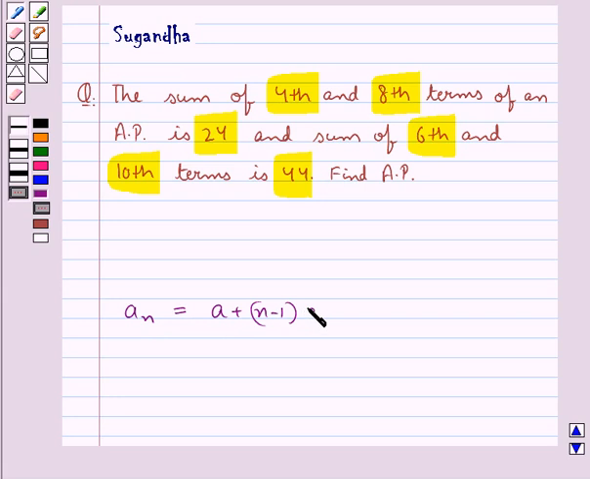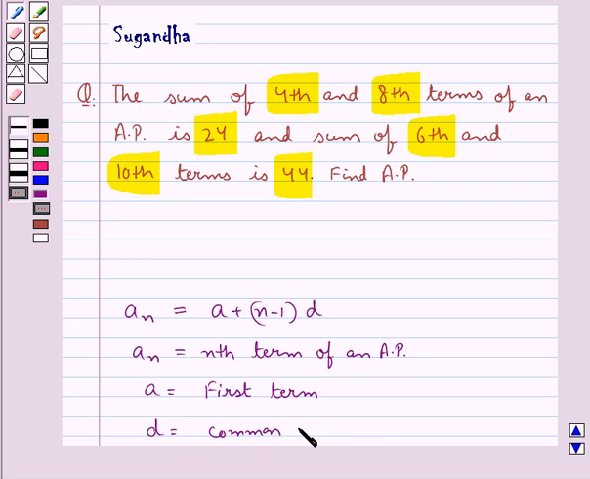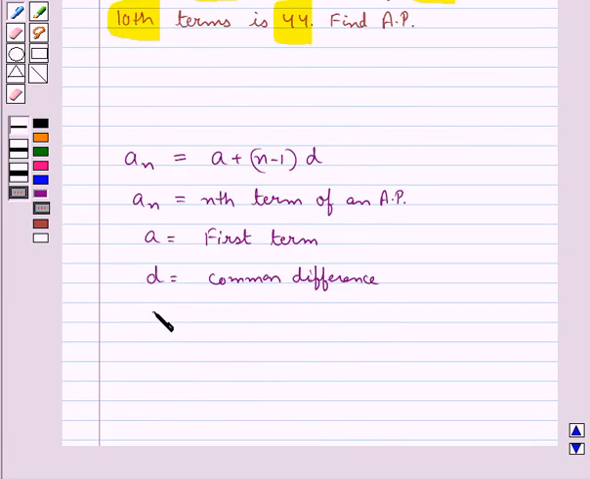where this an is the nth term of an AP, a is the first term, d is the common difference, and n is the number of terms. This is the key idea to be used in this question. Let's move on to the solution now.